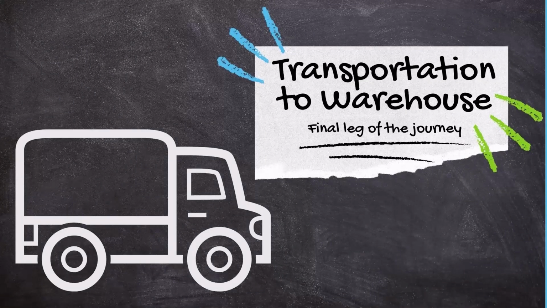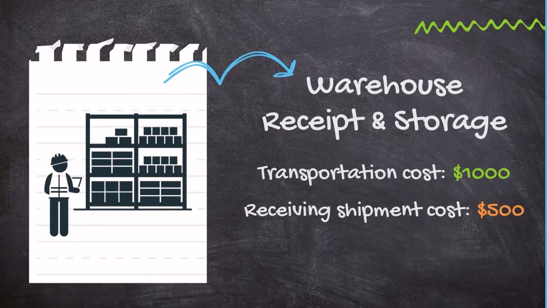Finally, our product arrives at the warehouse. The transportation cost from the port to the warehouse is $1,000, and then the warehouse has to receive it, and that's going to cost us about another $500. And there you have it. That's how our product incurs all of its landed costs as it moves from the supplier to the warehouse.